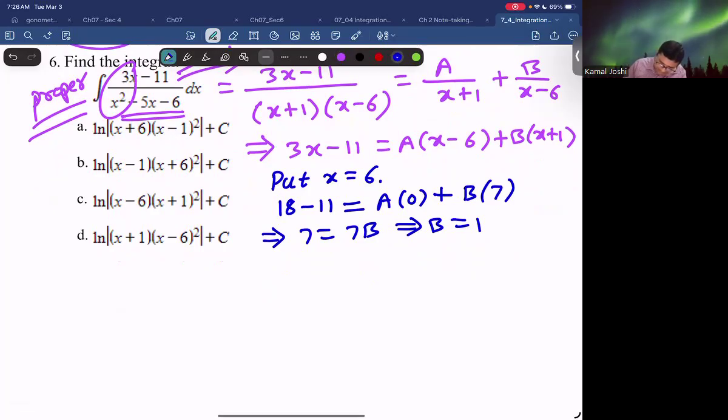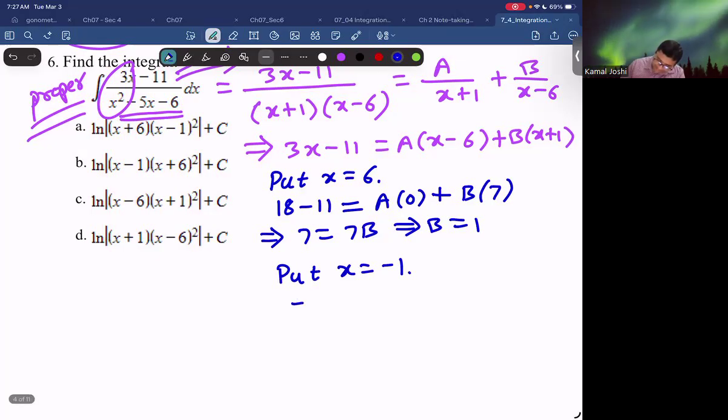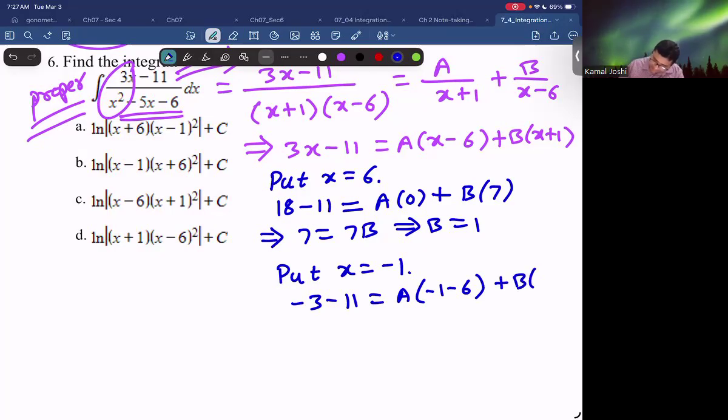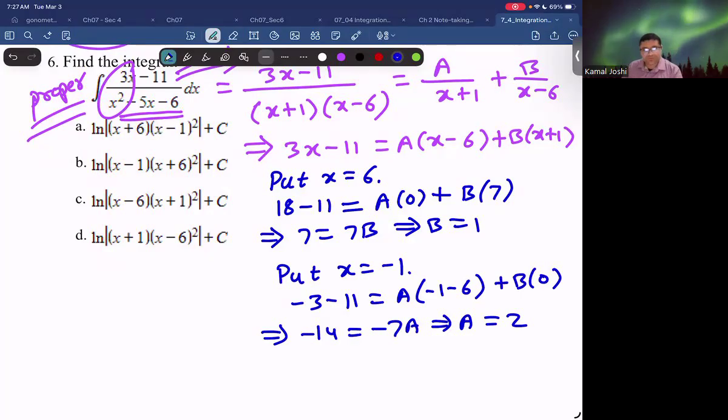Next, you put x equals, you are thinking correct, minus 1. Okay. And that gives you minus 3 minus 11 equals a times minus 1 minus 6 plus b times 0, since minus 1 plus 1 is 0, right? Minus 14 equals minus 7a, which gives you a equals 2.